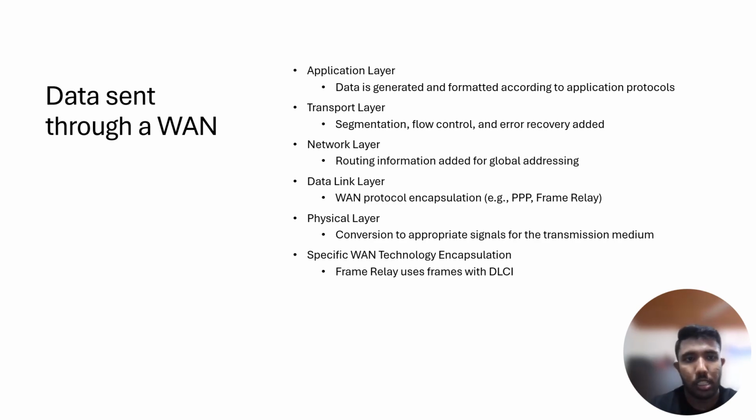Frame relay uses frames with DLCI identifiers. ATM segments data into 53-byte cells. MPLS adds label stacks, and leased lines typically use HDLC or PPP framing. We'll next move on to the next slide.